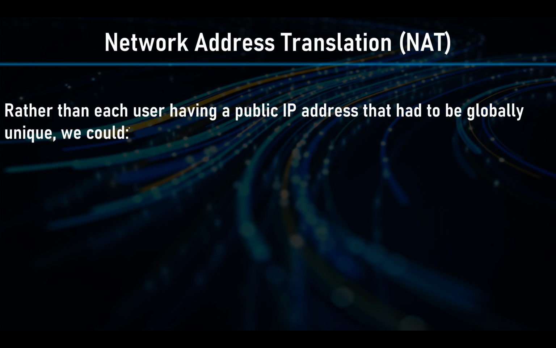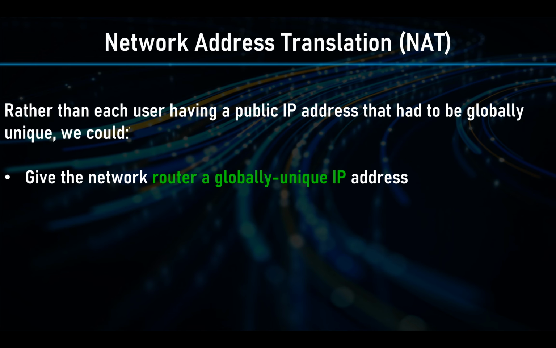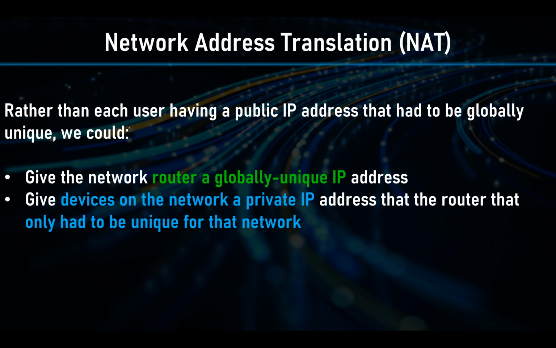So rather than each device having a public IP address that had to be globally unique, instead we could give the network router a globally unique IP address. So let's say you're on your home network. In that case, your home router is going to have the globally unique IP. However, each device on the network is only going to have a private IP, and that's going to be unique for that network, but it's not going to be unique for the entire world.